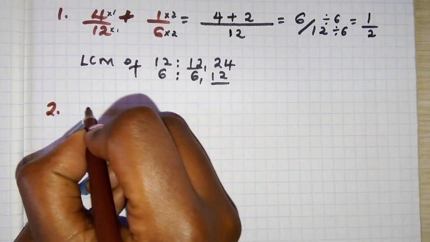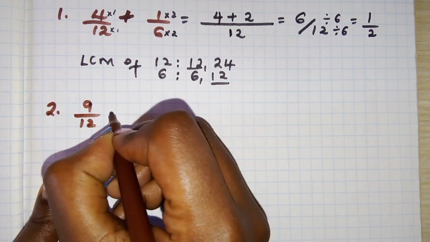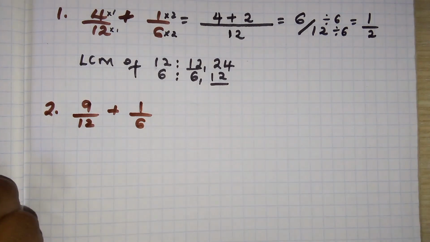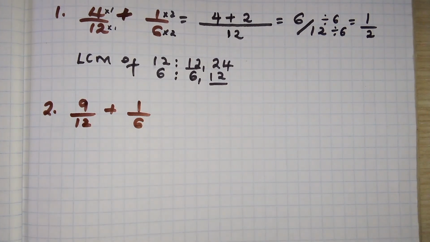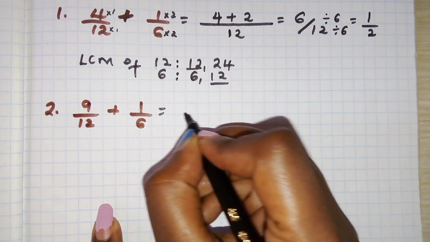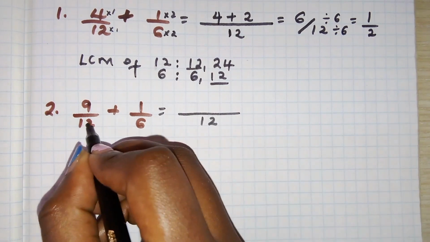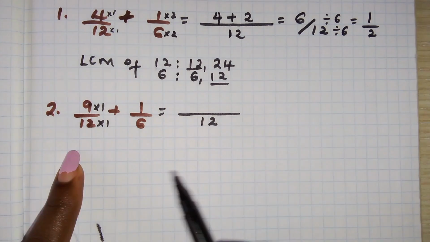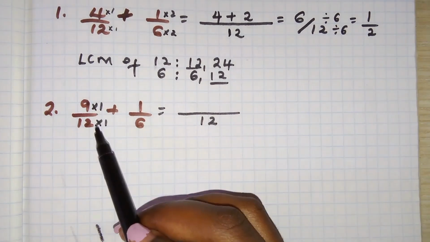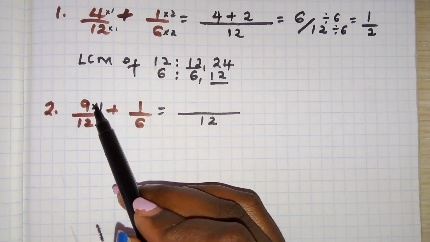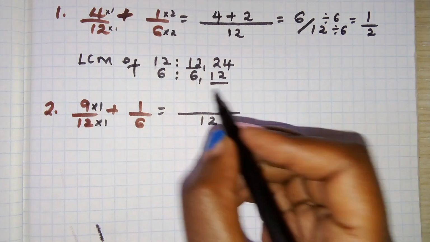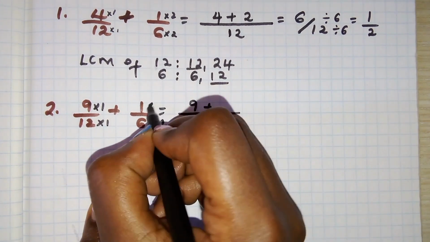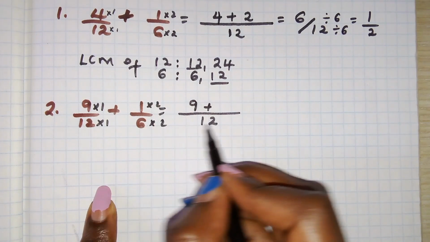Number 2, 9 out of 12 again plus 1 over 6. By now we know the LCM of 12 and 6 is 12. So equals, put your 12 there. This one becomes 12 by times 1 and this one is times 1. In fractions, whatever I do at the bottom, we do the same thing on top. So 9 times 1 is 9, plus this one is times 2 and this one is times 2. So 6 times 2 is 12.